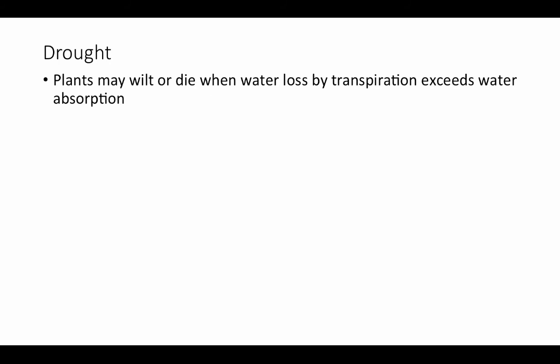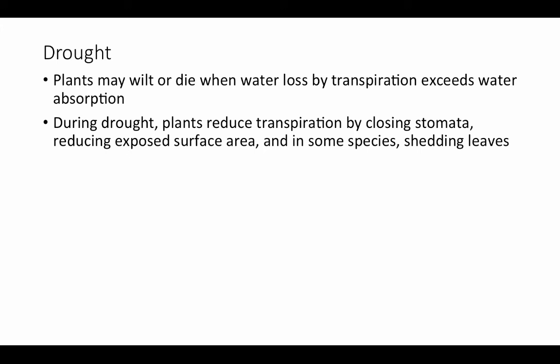So let's start with drought. We've already thought a little bit about how plants respond to water loss. So plants may wilt or die when water loss by transpiration exceeds water absorption. And as we've seen, during drought, plants reduce transpiration by closing stomata, reducing exposed surface area, and in some species, just shedding the leaves entirely to be able to conserve that water.